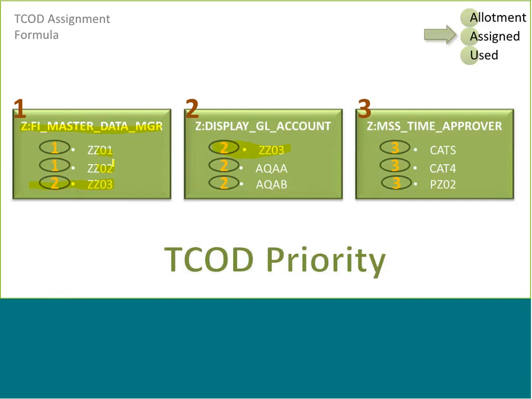The create and displays here, or create and change, those are full professional. But this ZZ03, this is to view something. It's also assigned to a limited professional role in display GL accounts. So that inherits a 2. And finally, these 3 transactions inherit the least, 3 per employee license type.